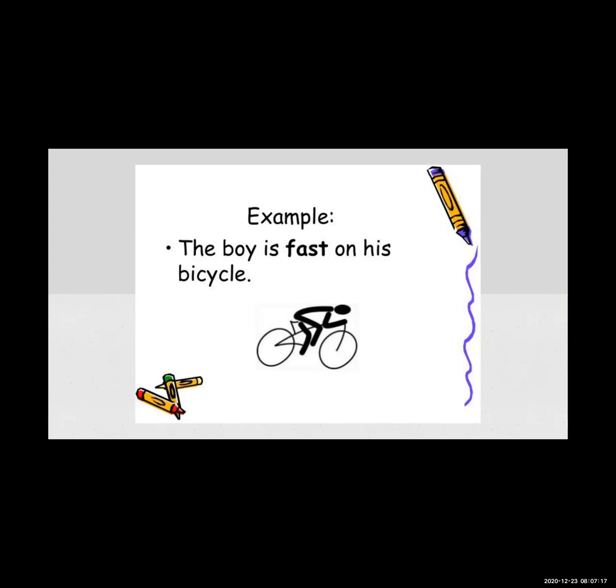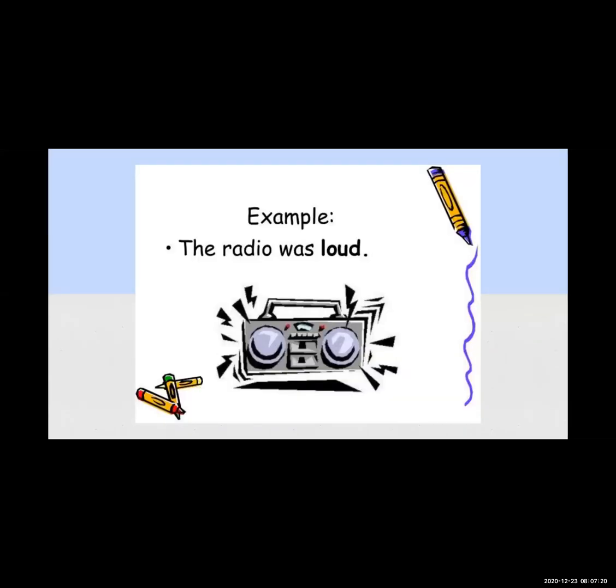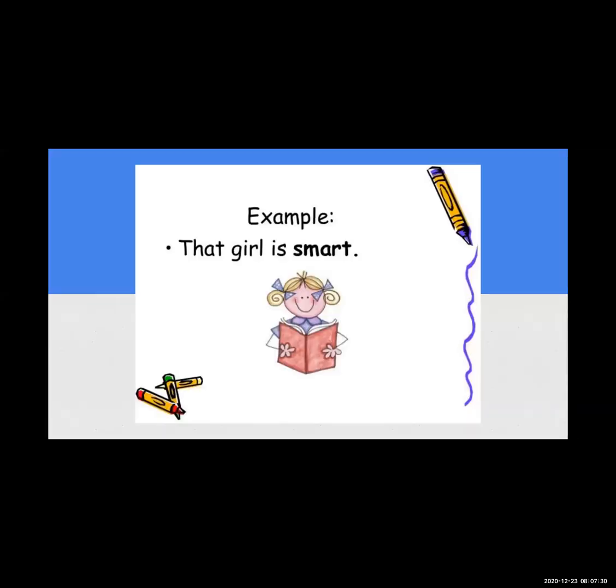So these are the examples of positive degree. Like the radio was loud, so there is only one radio, yes, and it is loud. So remember only one thing: when we are speaking about only one person or one thing, at that time it is positive degree. That girl is smart. Here only one girl is there, so we are telling she is smart, that is good.